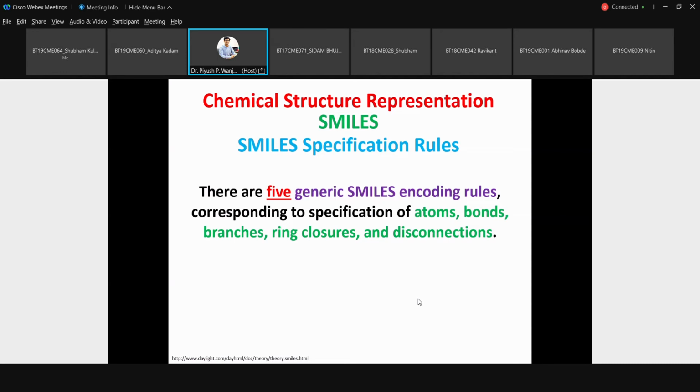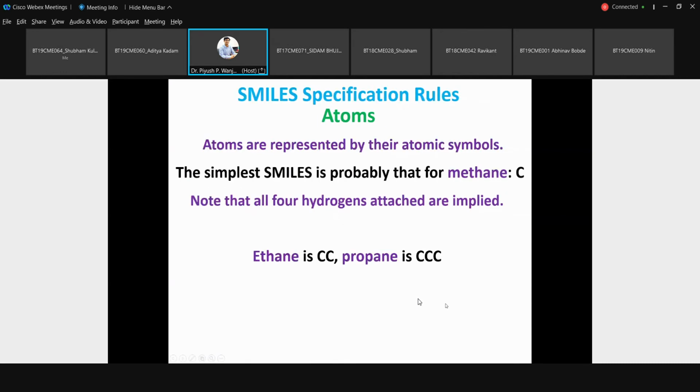We'll just start with the simplest one, how to represent atoms. Earlier you have seen the representation for propane: capital C, capital C, capital C. The simplest thing is the single capital C, and this is not just a single carbon atom, but all the 4 hydrogens attached to it are implied. So when you want to represent methane, you have to consider that the carbon atom has all 4 hydrogen atoms attached to it. In the same way, you have ethane and propane.